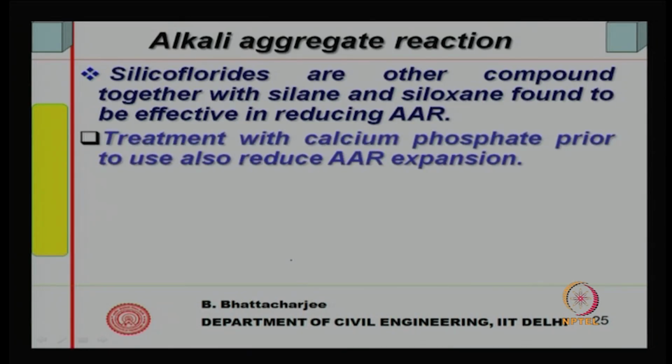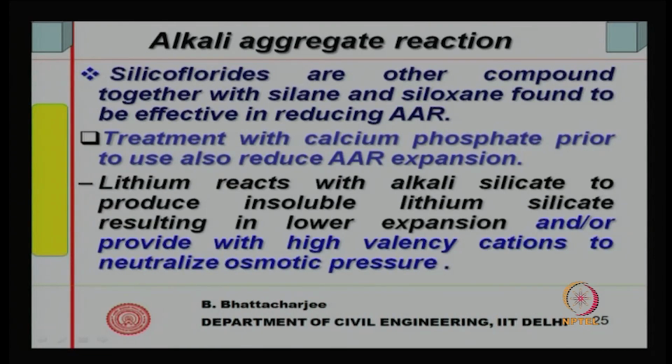In fact, silane and siloxanes are used in water repelling system as well, waterproofing system as well. We might look into this sometime in connection with surface coating and durability of concrete. But silicofluorides together with silanes and siloxane also are found to be effective in reducing alkali aggregate reaction. Calcium phosphate prior to use also reduces it. If you use calcium phosphate with the aggregate prior to their use, this also reduces the alkali aggregate reaction expansion.